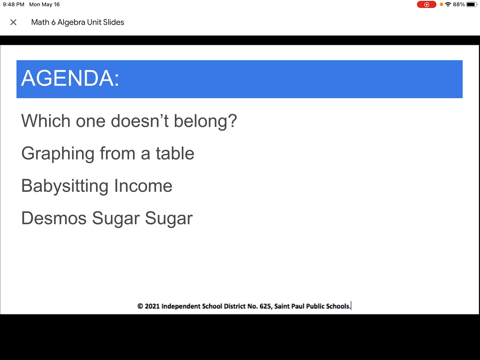How do you graph from a table? Not like the table you eat at, but like a mathematical table. And then the little quizzy kind of thing I want you to practice is babysitting income. And then there's a Desmos activity called Sugar Sugar for you to practice.